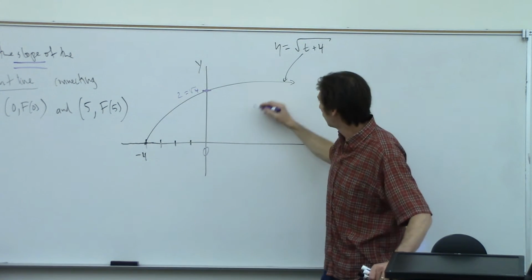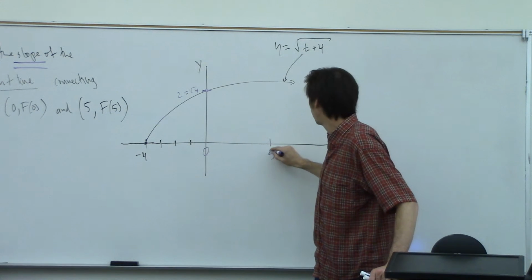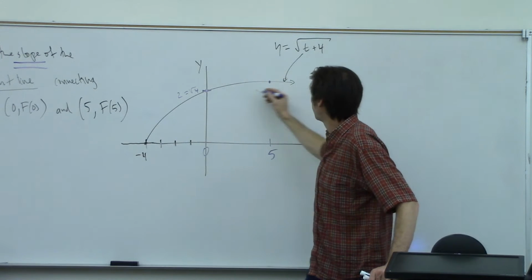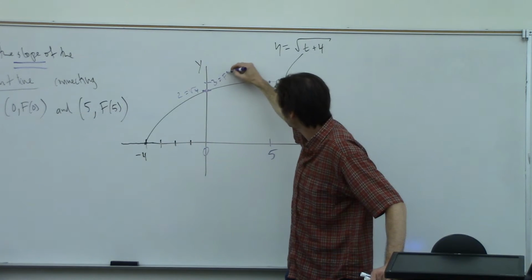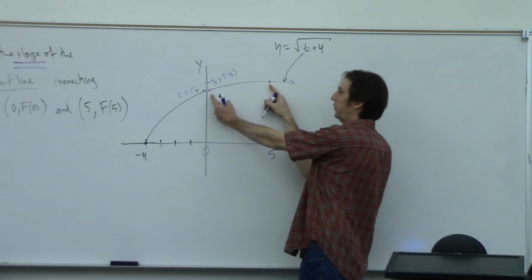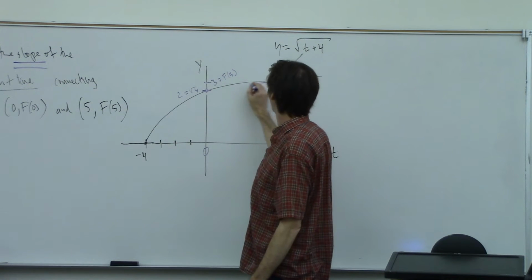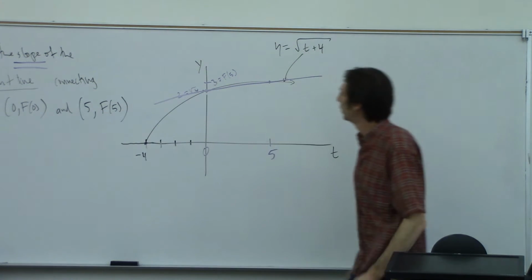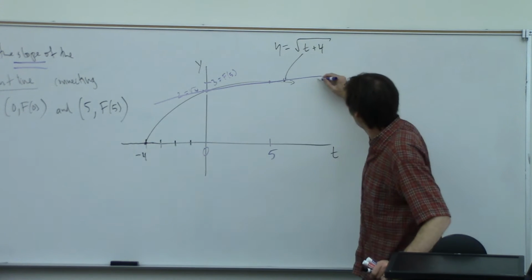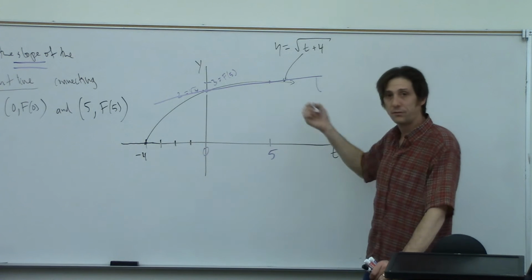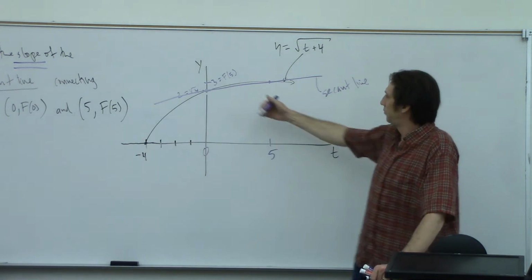The other point that I'm looking at on the curve is over here somewhere at 5, and the corresponding height is f of 5. F of 5 we saw was 3. So with these 2 points on the curve, if I were to connect them with a line, the line is a bit hard to distinguish from the curve in this case, but the slope of this line is 1/5. This is a secant line for the graph.